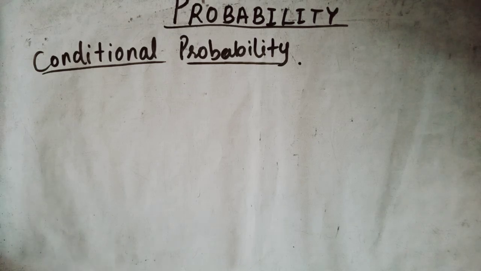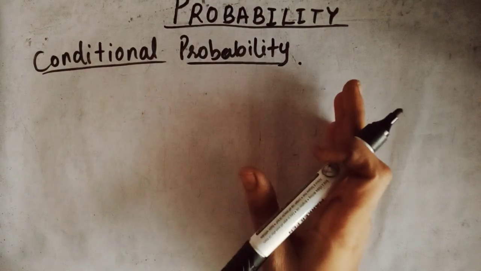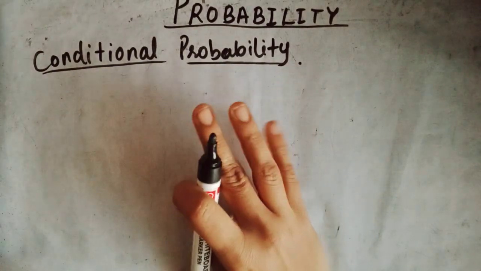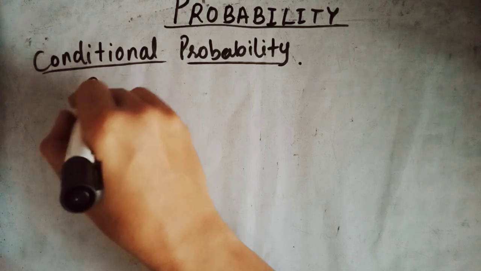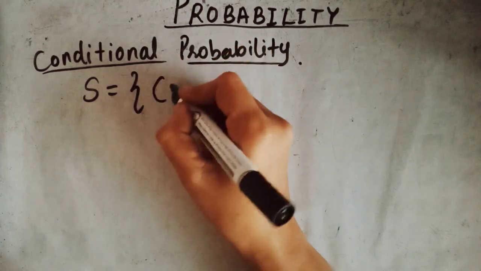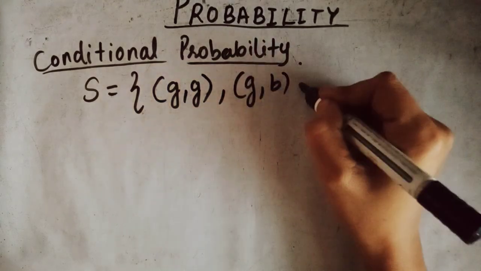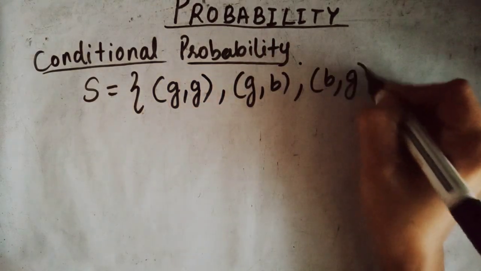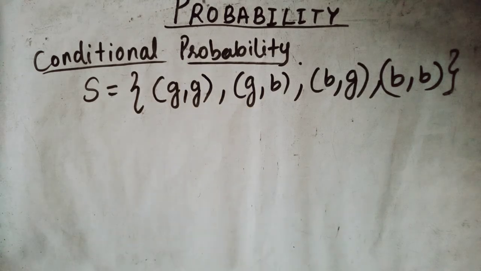Let's see some examples. The question is: a family has 2 children. What is the probability that both the children are boys, given that at least one of them is a boy? First you have to write the sample space. The family has 2 children, so it can be boy boy, girl boy, boy girl, or both girls. So write girl girl, girl boy, boy girl and boy boy. This is your sample space.